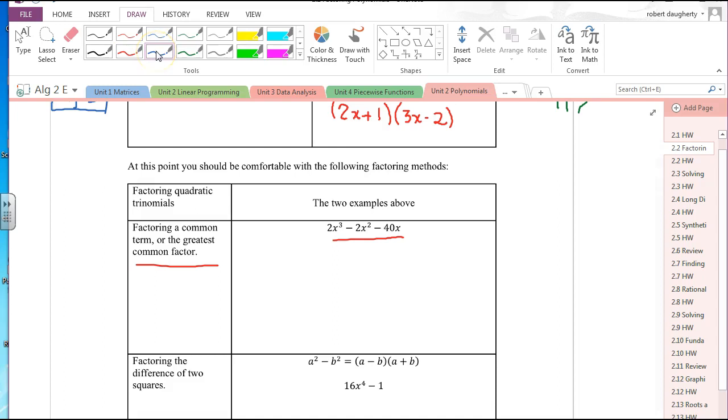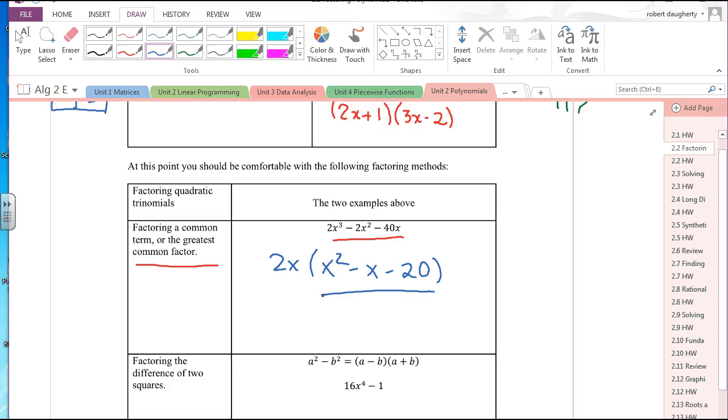Yeah, factor out the greatest common factor, which is 2x, okay? What do I multiply 2x by to get 2x cubed? X squared. What do I multiply 2x by to get negative 2x squared? Negative x. What do I multiply 2x by to get negative 40x? Negative 20. Now, what you see outside the parentheses is 2x. What do we see inside the parentheses? What is that? Starts with a Q. It's a quadratic trinomial, okay?